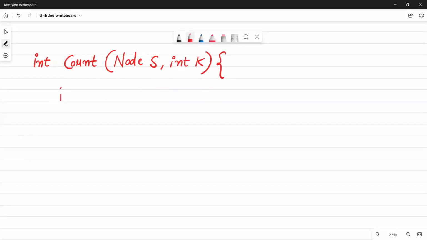So you need to check if your k is equal to 0. What will you return? Imagine your k is equal to 0. What will you return? 1. It means that you have found a node.